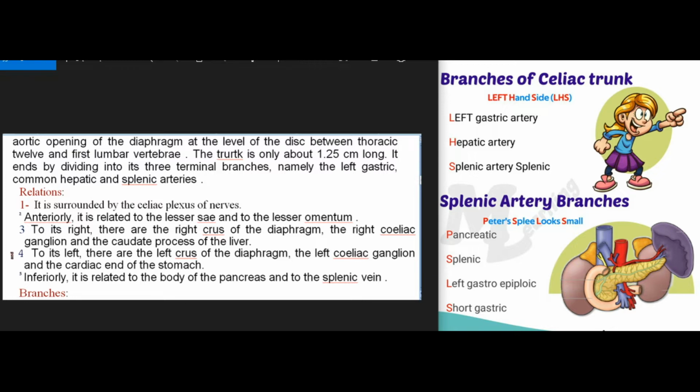Relations: 1. It is surrounded by the coeliac plexus of nerves. 2. Anteriorly, it is related to the lesser sac and to the lesser omentum. 3. To its right, there are the right crus of the diaphragm, the right coeliac ganglion and the caudate process of the liver. 4. To its left, there are the left crus of the diaphragm, the left coeliac ganglion and the cardiac end of the stomach. 5. Inferiorly, it is related to the body of the pancreas and to the splenic vein.